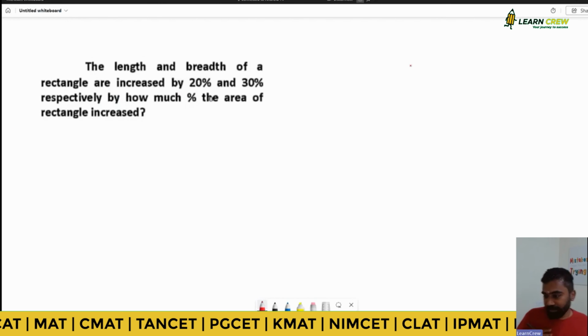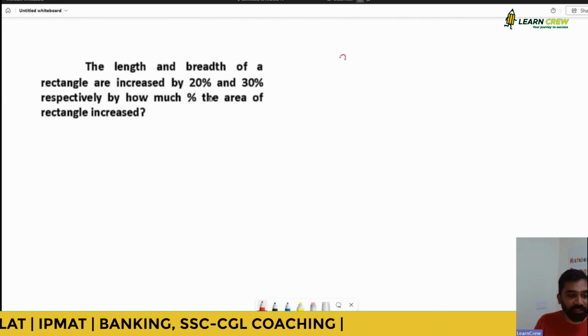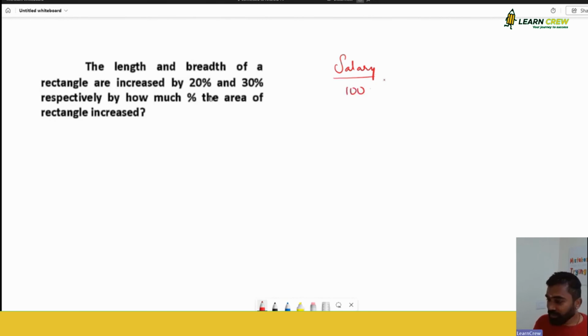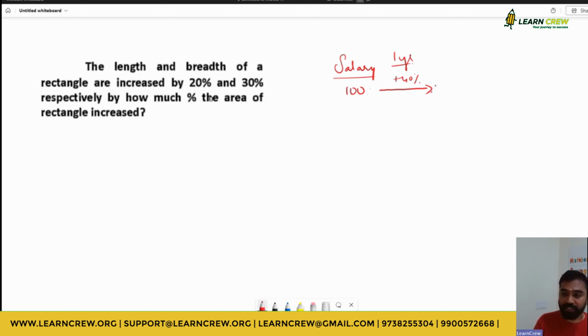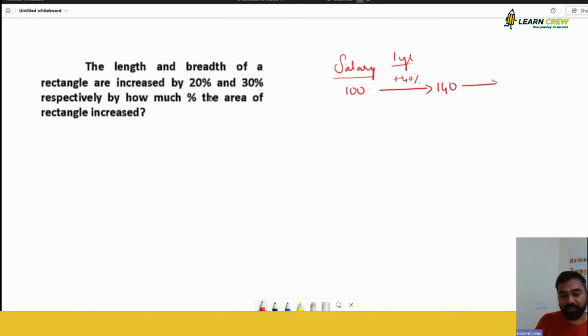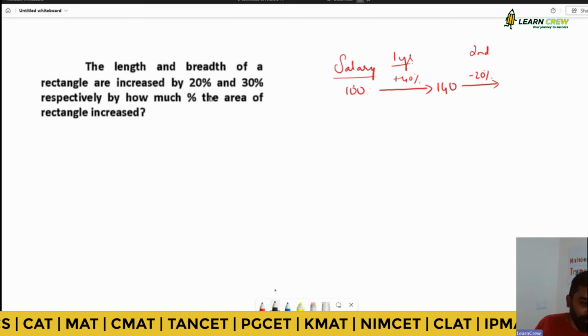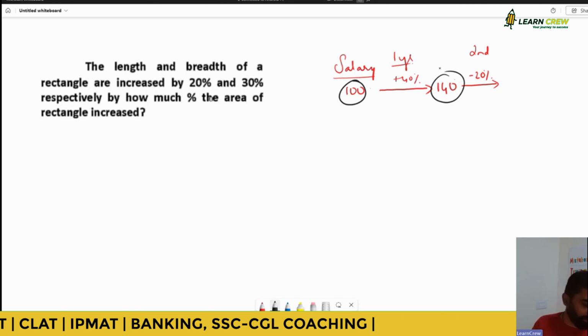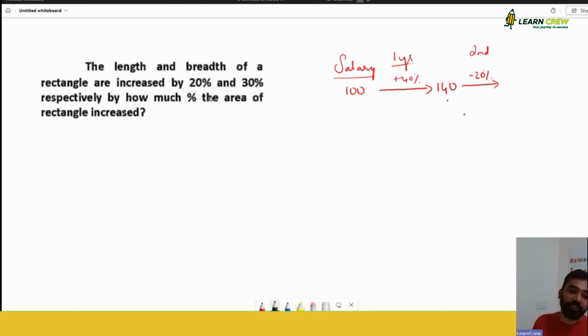So we will start from this point. Now imagine that the salary of a person is rupees 100, and it is being increased by 40% in the first year. So what would be the new salary now? 140. Now in the second year, his salary is decreased by 20%. Will you apply this 20% on 140 or on 100? On 140, you cannot do it on 100. So 10% of 140 is 14, so 20% is 28. So 140 minus 28 is 112.